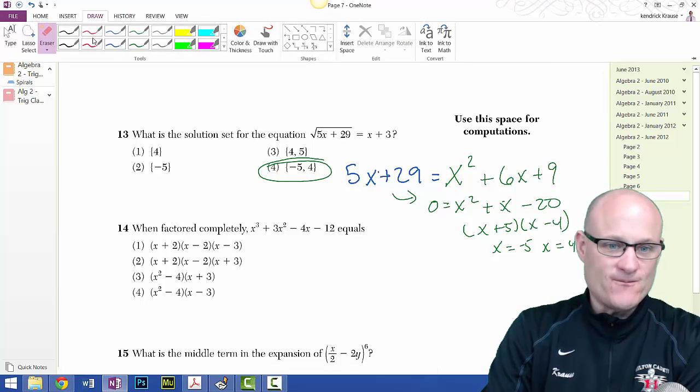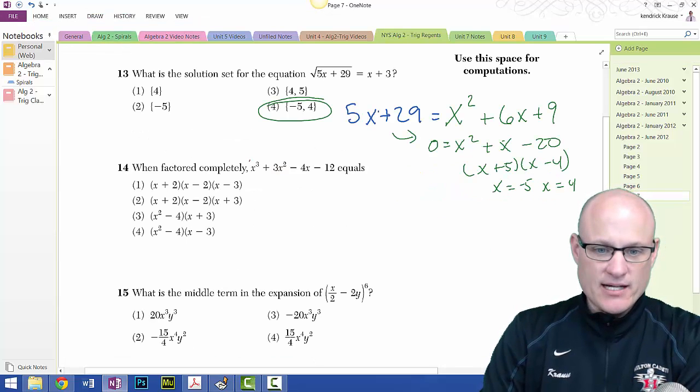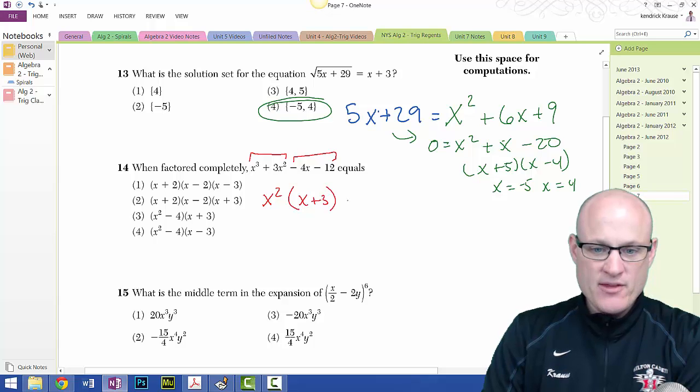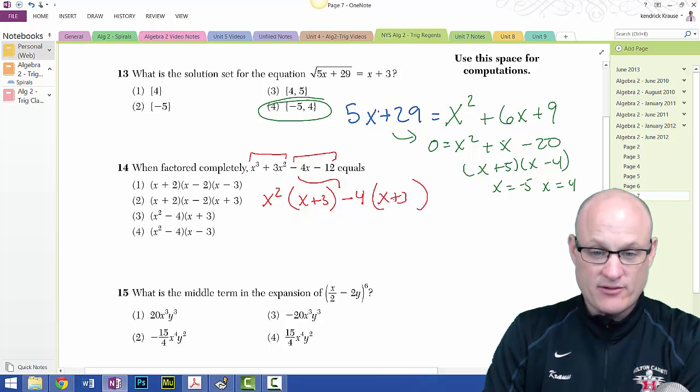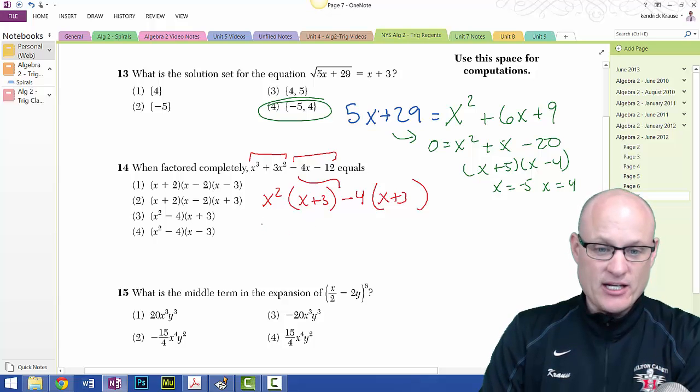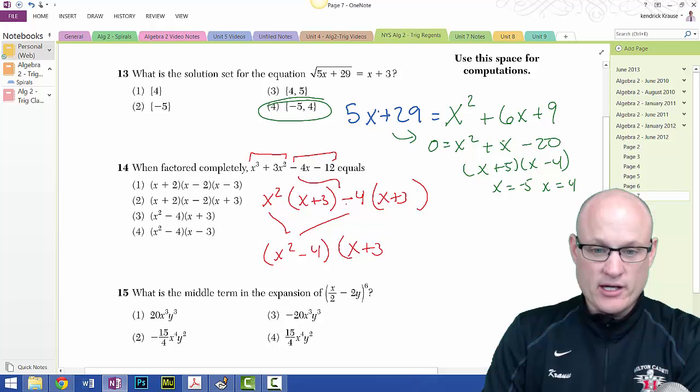All right, let's take a look at these two. And then we'll take a look at these two. And then we'll be done. This one I'm going to take out an x squared, and I'm left with x plus 3. This one I'm going to take out a minus, because that's the minus. And I'm going to take out a 4, and I'm left with x plus 3, because negative 4 times positive 3 is negative 12. So then I end up with these two, make up my first one, which is x squared minus 4. And this one gives me x plus 3. I only use one of those.